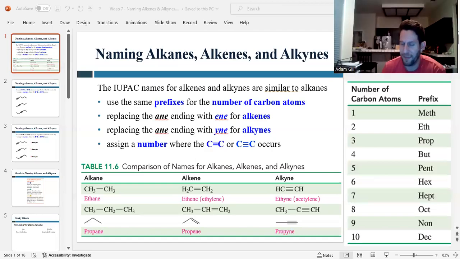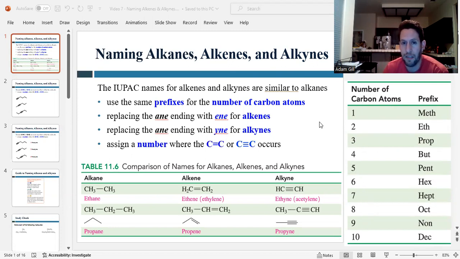Hey everyone. In this video, we're going to be talking about how to name alkenes and alkynes. So in the previous video, we talked about alkanes. Now we're going to move on to the other hydrocarbons. So the IUPAC names for alkenes and alkynes are similar to those for alkanes. We use the same prefixes to indicate the number of carbons in the parent chain.